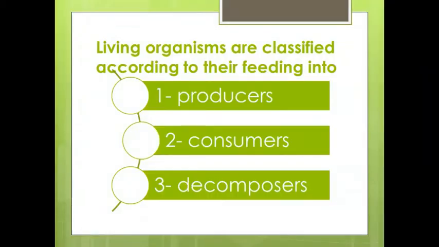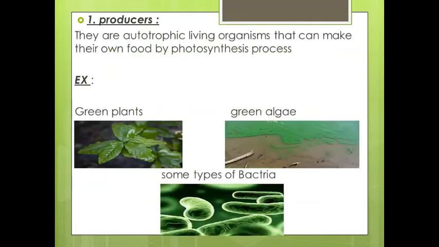Classification of living organisms according to their feeding ways. Firstly, producers. Secondly, consumers. Third, decomposers. Let's start from producers. Producers are autotrophic living organisms that can make their own food by photosynthesis process. For example, green plants, green algae, and some types of bacteria.